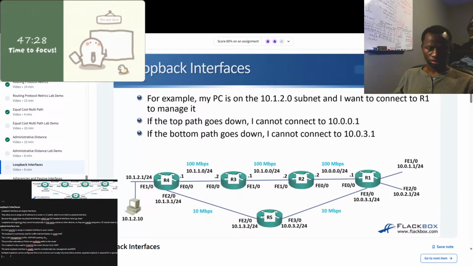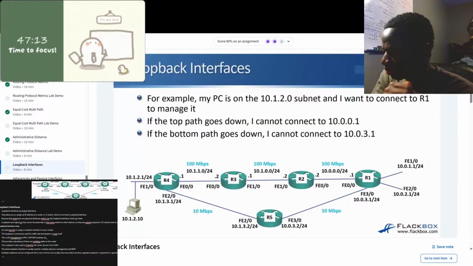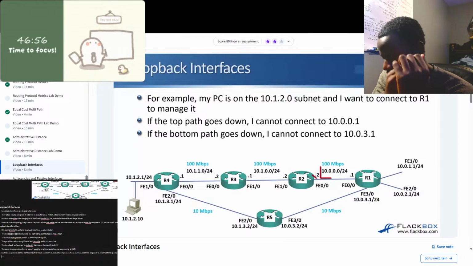Okay, so here you'll see an example of why we're using a loopback. We've got a PC, let's say, which is behind router R4, and it's got IP address 10.1.2.10. And we want to connect to the R1 router to manage it. Well, we've got two paths that we can get to R1 via R4 from. We can either go along the top path or we can go along the bottom path. But if the top path goes down, we can't connect to the 10.0.0.1 IP address on R1, it's down.